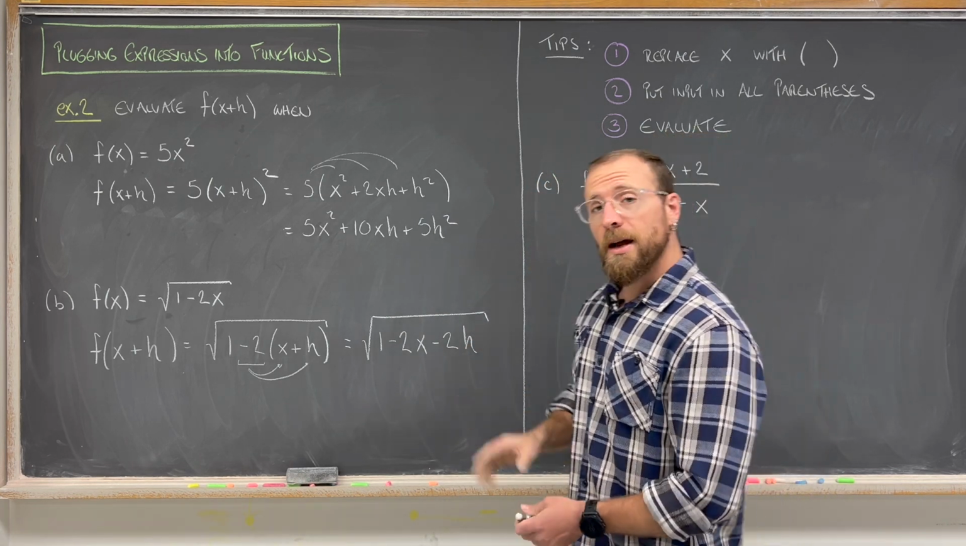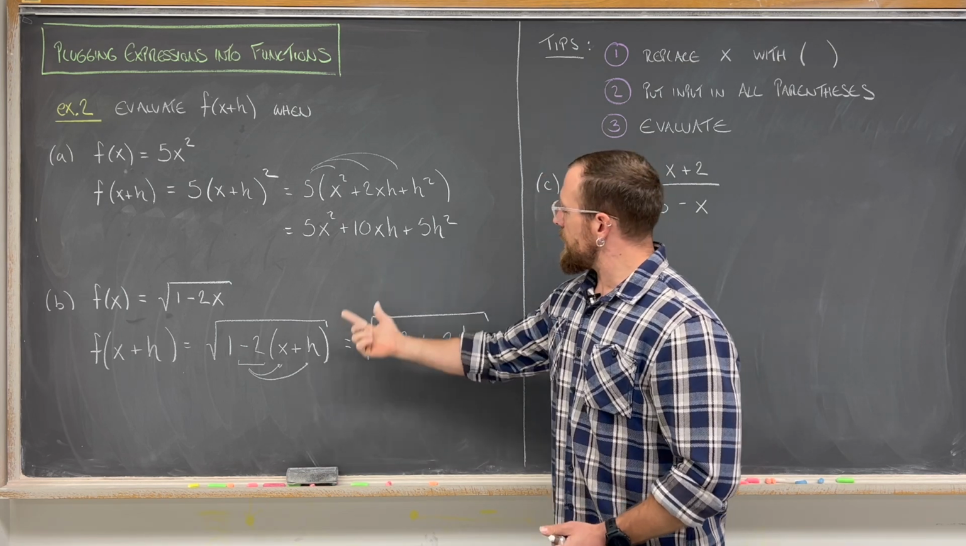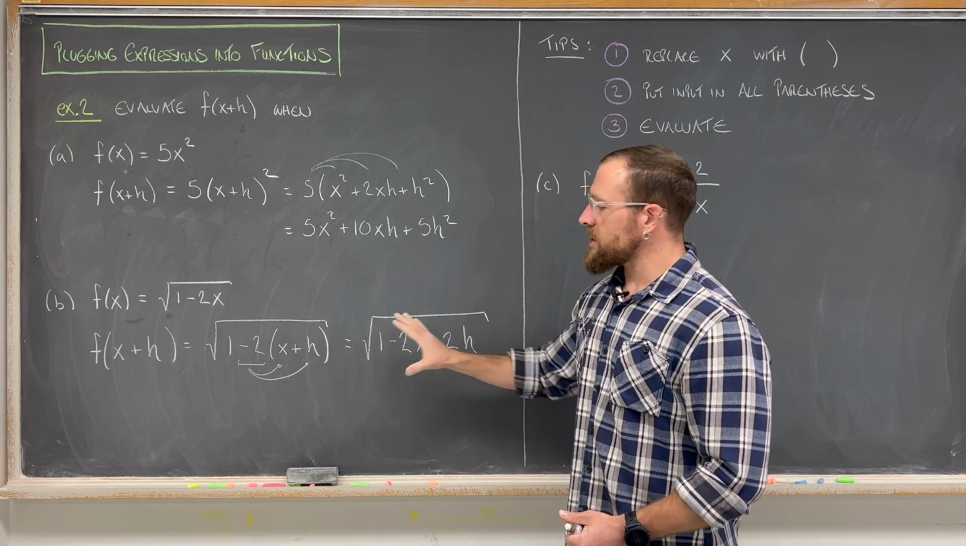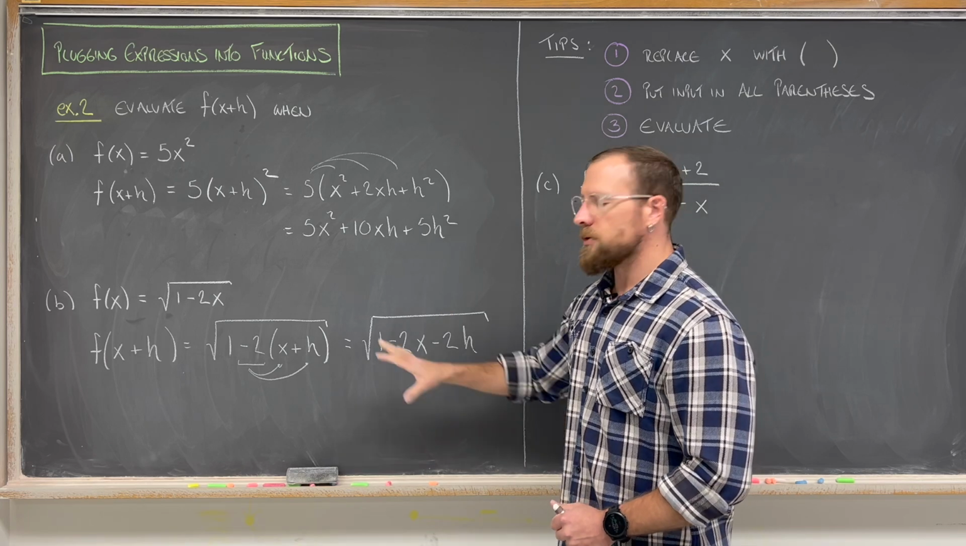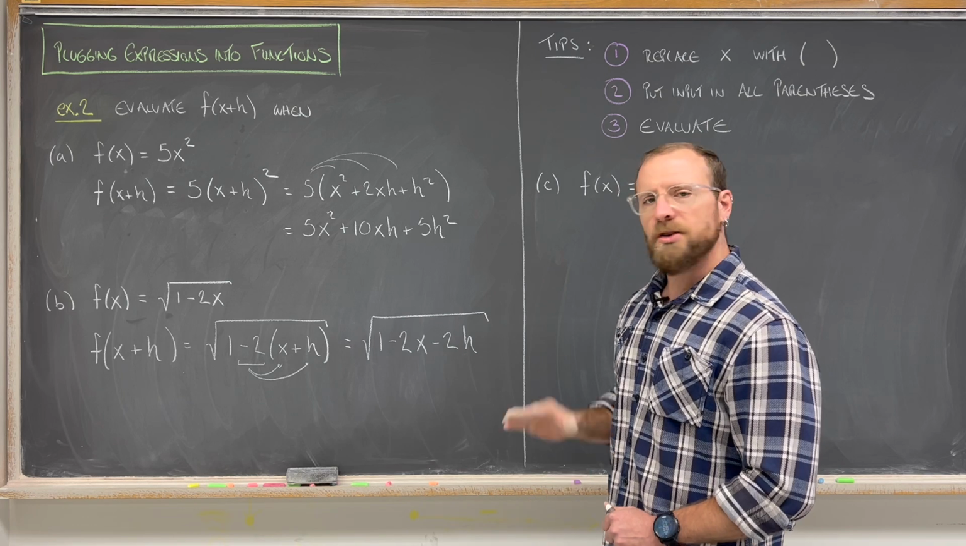Okay? You cannot, by the way, take the square root of 1, subtract the square root of 2x, subtract the square root of 2h. The square root is not a linear operator in that way. You cannot distribute the square root among those terms. Okay? There's no such rule for that.